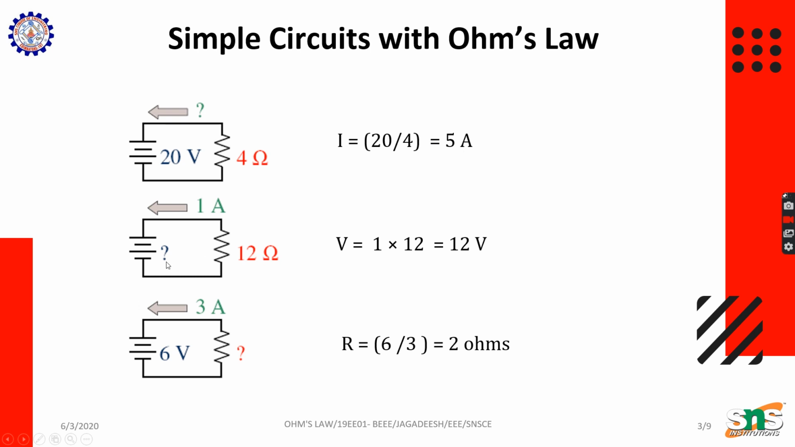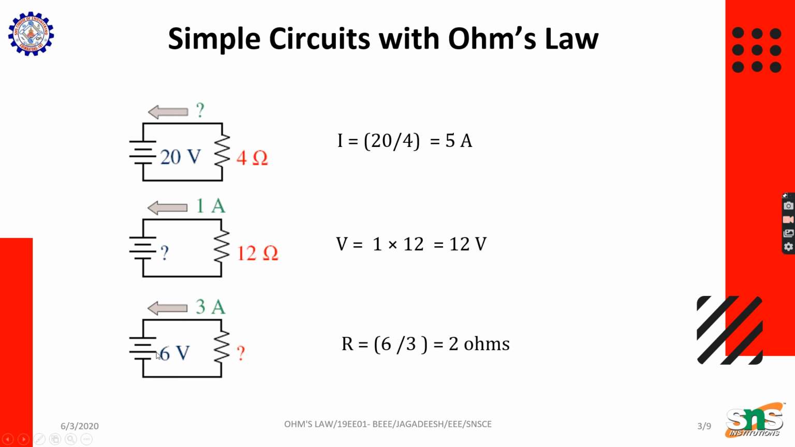Let us consider the second circuit. The voltage is unknown, but we know the current, that is 1 amp, and the resistance is 12 ohm. So in this case we have to find the voltage V. I'm rewriting V is equal to IR. The current value is 1 and the resistance value is 12. When we multiply, we get 12 volts.